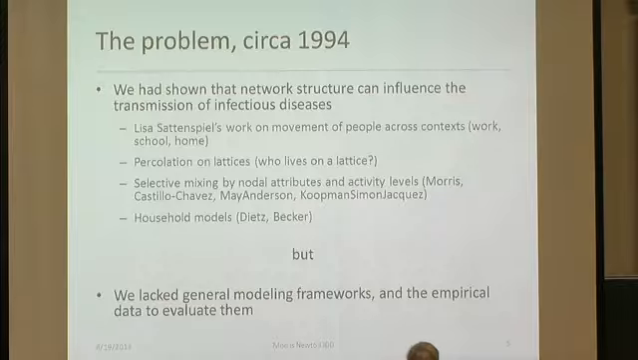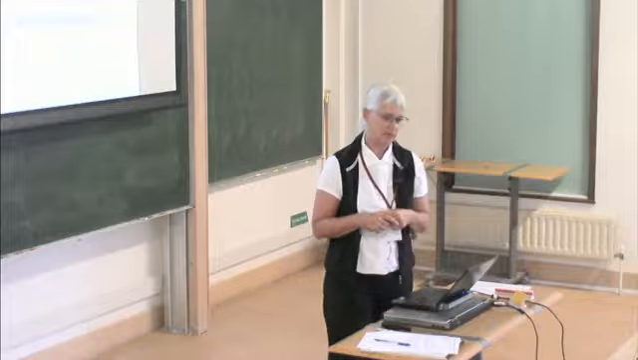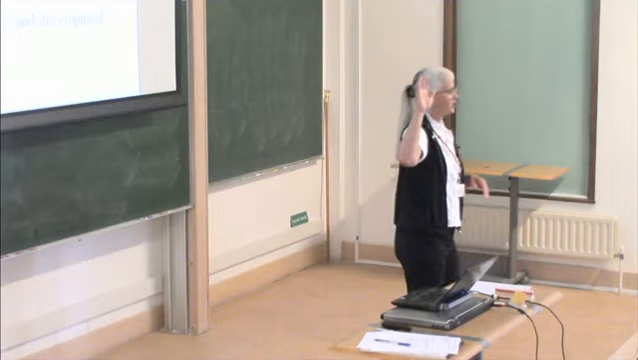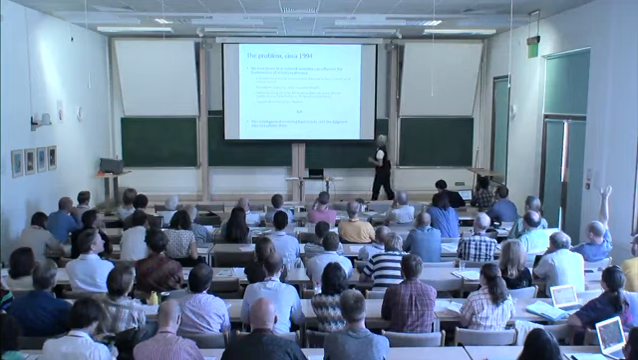All right, so here's the problem circa 1994 from my perspective. We had essentially shown that network structure can influence the transmission of infectious disease. Lisa Sattenspiel's work on the movement of people across contexts through work, school, and home was a piece of that. There were models for percolation on lattices, though how many people here live on a lattice? Right.